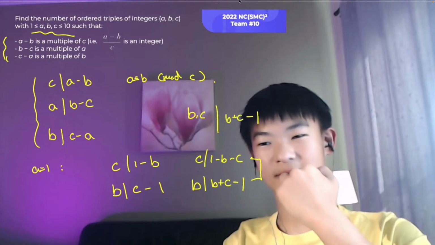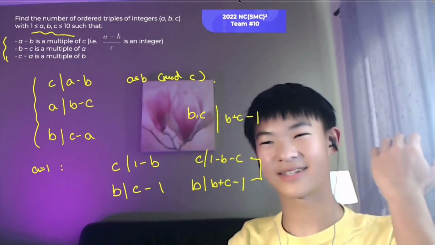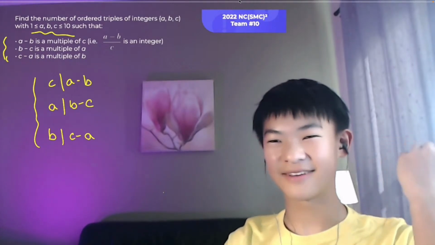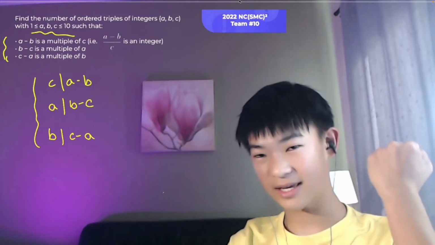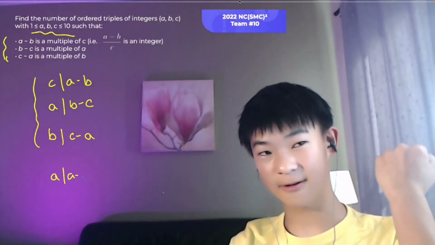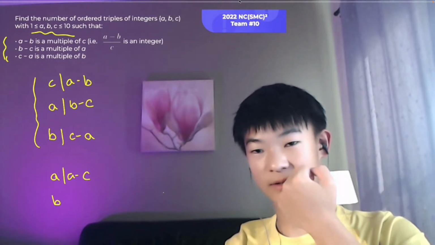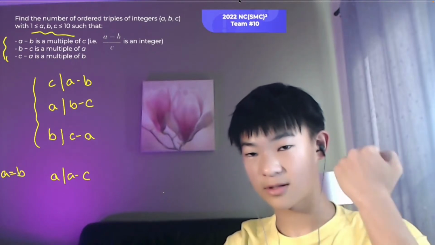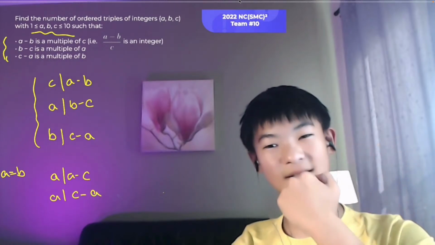Okay, let's try this out then. This wouldn't hurt. What if we said something crazy? We said A is equal to B. Let's just try that. If A is equal to B, then C divides 0. That's obvious. A divides A minus C, and B we can replace with A. So A is equal to B in this case. A would divide C minus A.